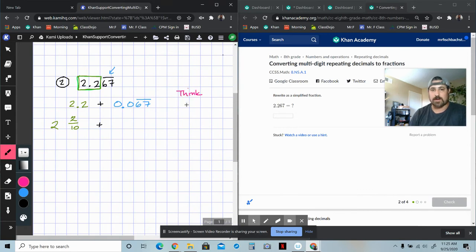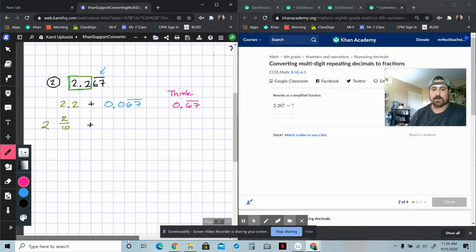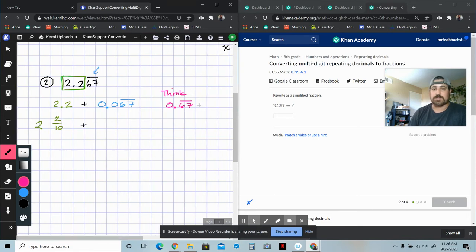I can think about how to write this repeating element as a fraction. That's easy. Remember, what place does it end in? The hundredths. So it would be over 99. So I know that 0.67 repeating is just going to be equal to 67 over 99. That's not that scary. That's pretty comfortable.